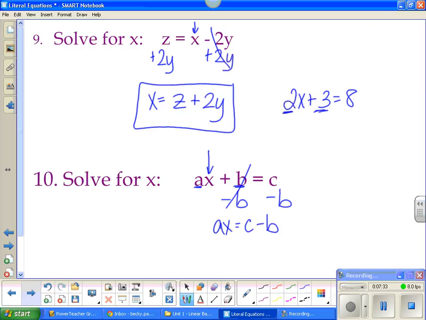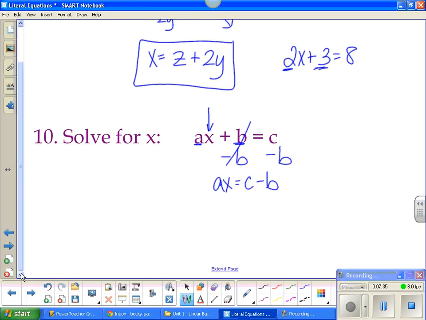Now I'm not done. They wanted me to get x by itself, and right now I still have an a with it. So how is the a with the x? Well, that's being multiplied. So I'm going to divide both sides by a. But when you divide the right-hand side, you have to make sure you divide the whole side by a. These cancel, so x equals c minus b. Make sure that bar goes all the way across, divided by a.